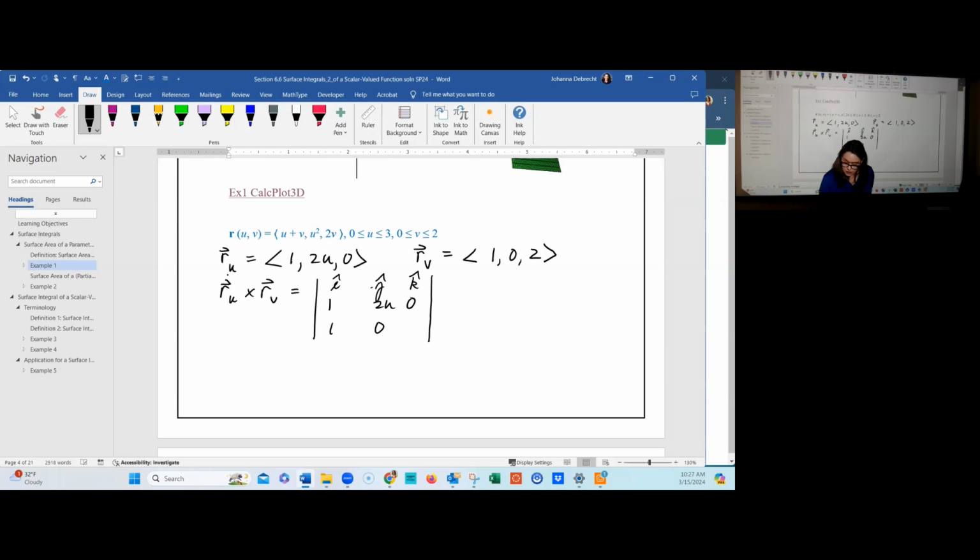And notice here that you have the choice to either expand along a row or column, or to repeat columns 1 and 2 to the side and use the major diagonals minus the minor diagonals. Pause the video now to work out the cross product.